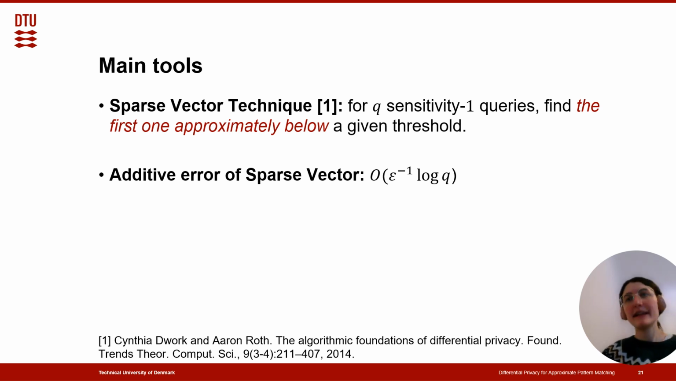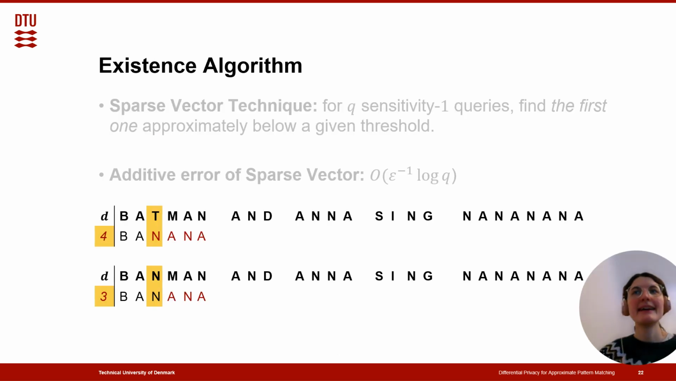Instead, we use a different technique called the sparse vector technique, which was described, for example, in the book by Dwork and Roth. So this technique allows us to ask as many sensitivity 1 queries as we like, but only report the first query answer which is approximately below a threshold. By approximately here we mean again that there could be an additive error. And this additive error for the sparse vector technique is logarithmic in the number of queries that we ask. This already gives us an algorithm to solve the existence version of our problem.